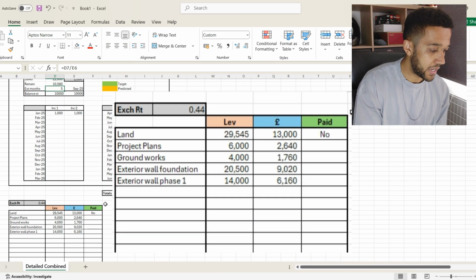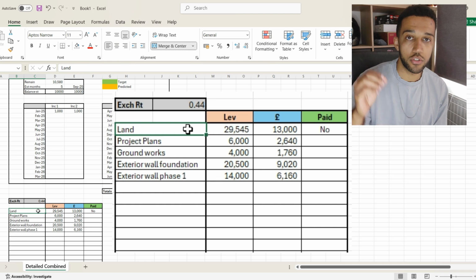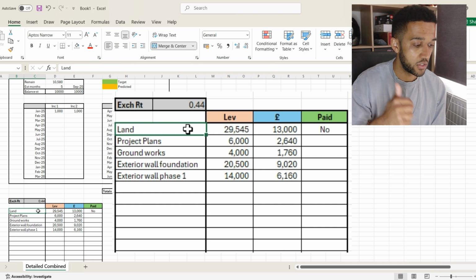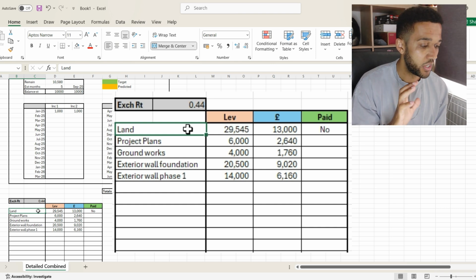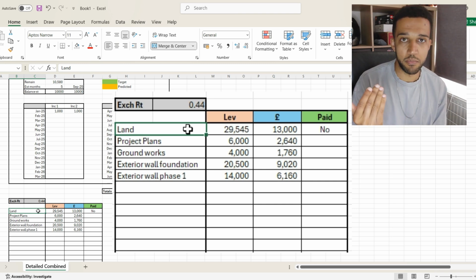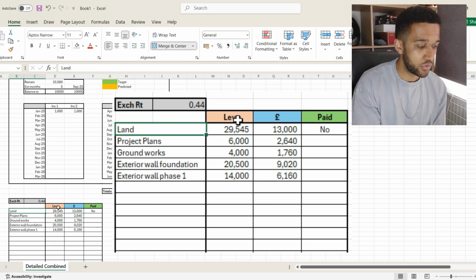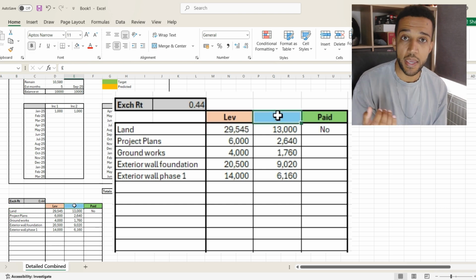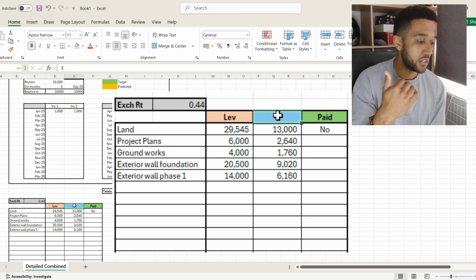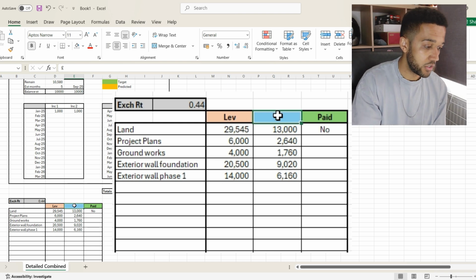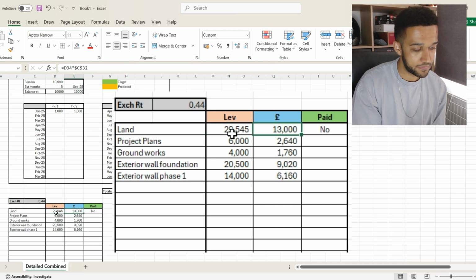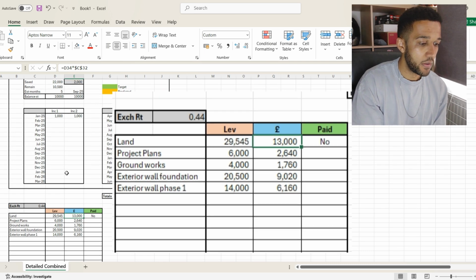So scrolling down a bit, this is the actual cost of the land as at the time we bought it. So it was £13,000, which equates to around 30,000 lev. I've always got a lev to pound conversion. Of course, if you're just looking at a UK investment, you don't need the left column. If you're looking at an investment that uses euros or some other currency, then you can just pop the rough conversion rate in there, estimated exchange rate, and it will do the conversion here for you. So that's what that column is.